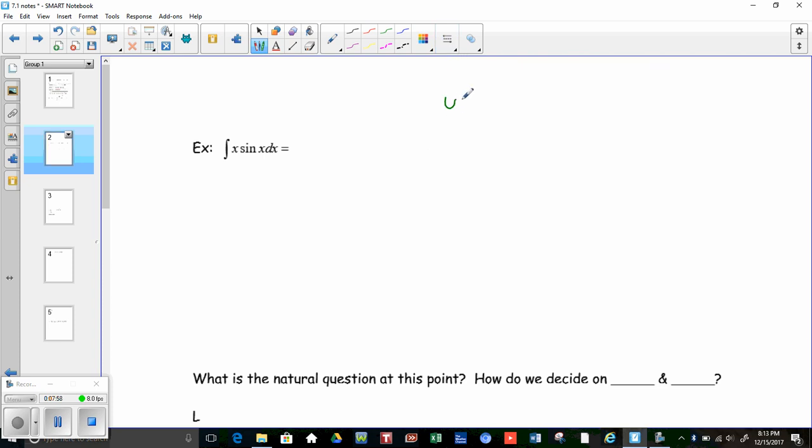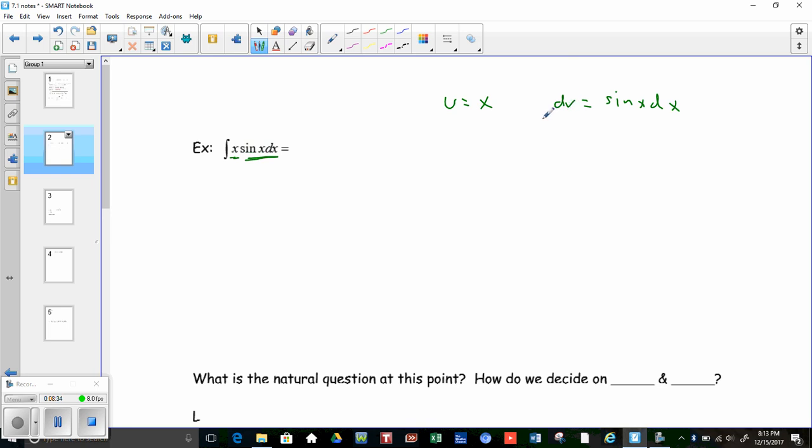So I'm going to let u equal x. I'm going to let dv equal sine of x dx. Okay, so this is u right here. That's your f of x. This is sine of x dx. That's my dv. That's basically your g prime of x. So that's what I'm calling these two things right here from our formula.